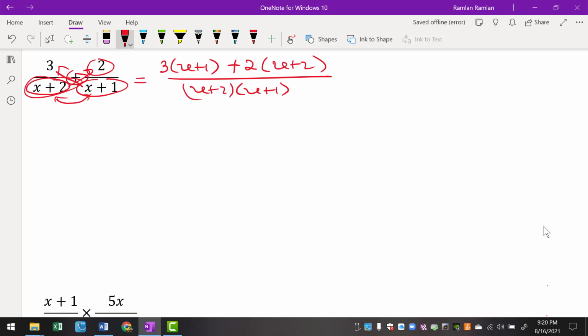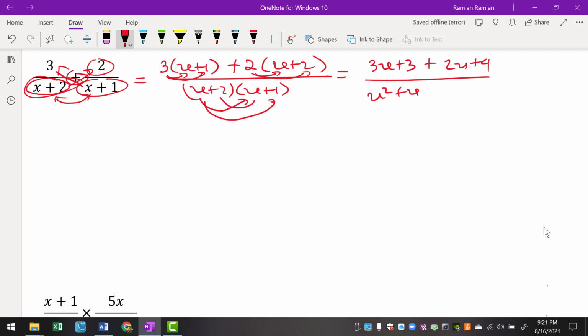Okay, so you only need to expand the bracket, right? So 3 times x plus 1, this guy is being multiplied. It's like the distributive property. We have 3x plus 3, right? And then plus this one, 2 times x is 2x, and then 2 times 2 is plus 4. And then this one you do with FOIL. This times this is going to be x squared, this times this equals x, this times this equals 2x, and then this times this is going to be equal to 2.